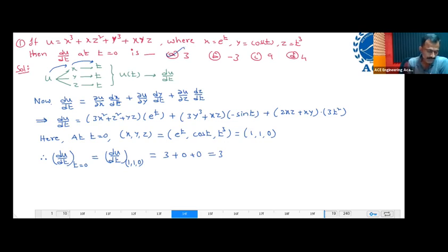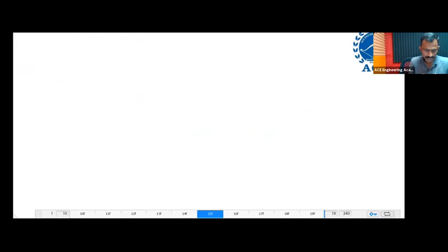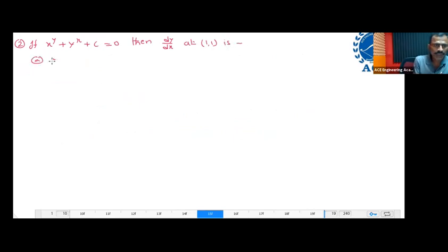Let us go to problem number 2. Second problem. If x power y plus y power x plus c equals 0, then dy by dx at 1 comma 1 is option A, e, option B, 0, option C, minus 1, option D, 1.